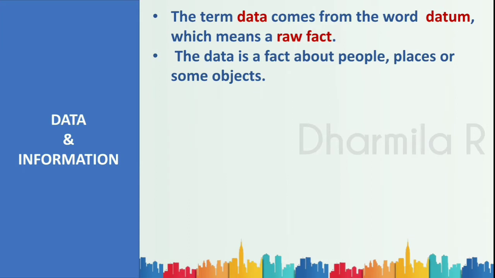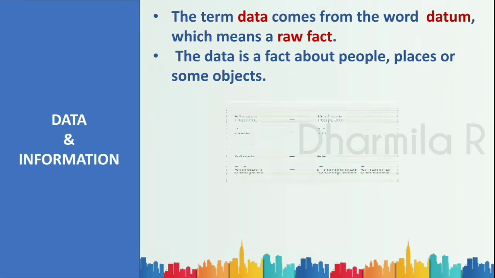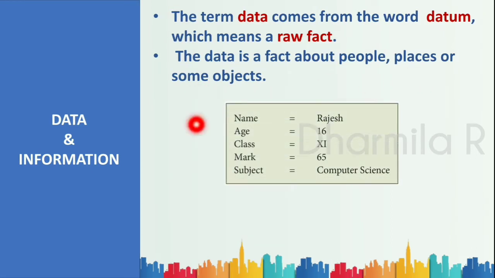So let's see what is data and information. The term data comes from the word datum, which means raw fact. So data is a fact about people, places, or some objects. Now look at this picture. Here we have data, that is name, age, class, mark, and subject. All these are examples of data which is unprocessed. There is no complete meaning in this given data.